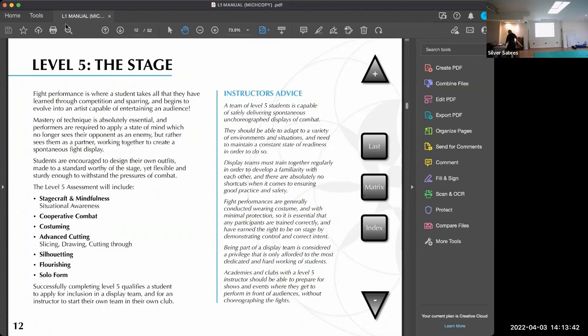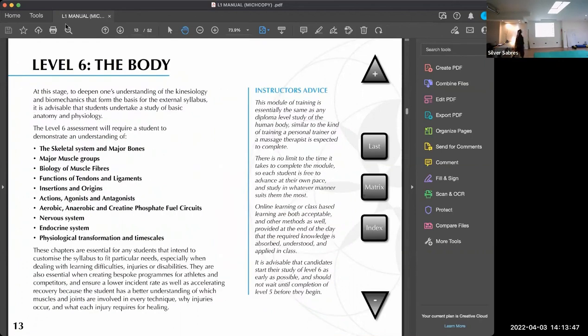Level 6. At this stage, to deepen one's understanding of the kinesiology and biomechanics that forms the basis for the external syllabus, it is advisable that students undertake a study of basic anatomy and physiology.